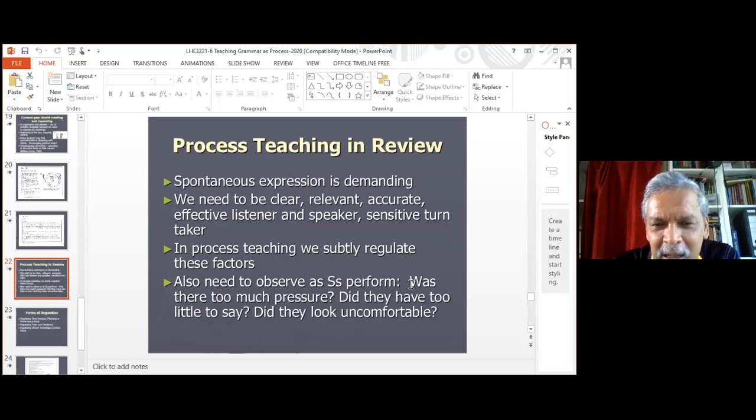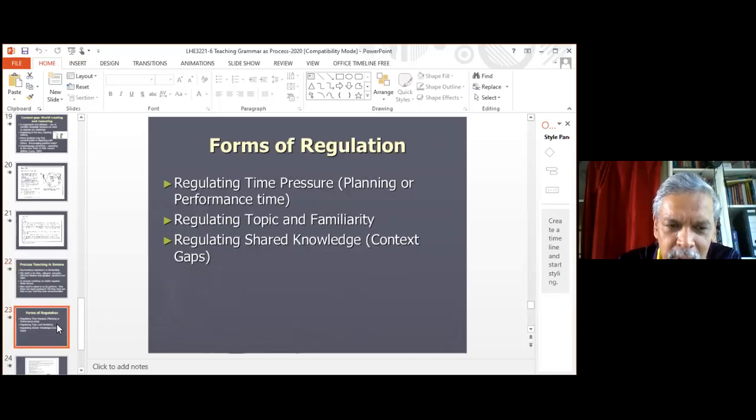Did they have too little to say? We have to be there always to probe, to give them a little more opportunity to speak, and help them think in terms of what else can be said. And also, if they look uncomfortable, we as teachers have to be aware of all these things. We're not a bulldozer running through the lessons regardless of how the students respond. We have to be more sensitive to how they are responding, because we're trying to teach them and help them out. And this is also part of the review.